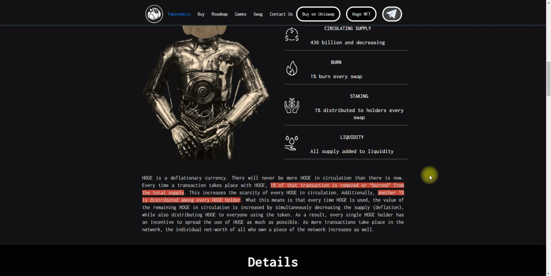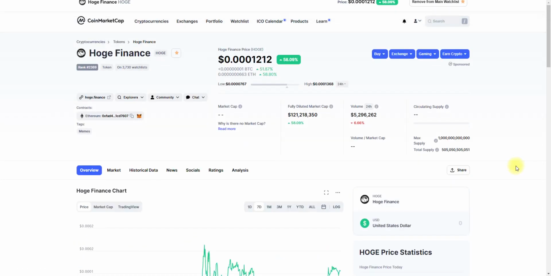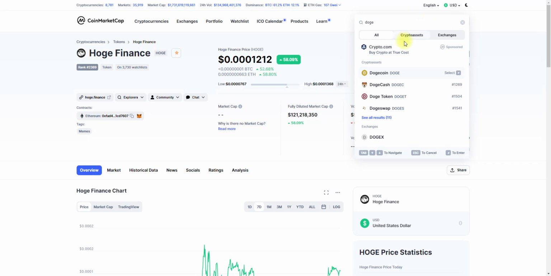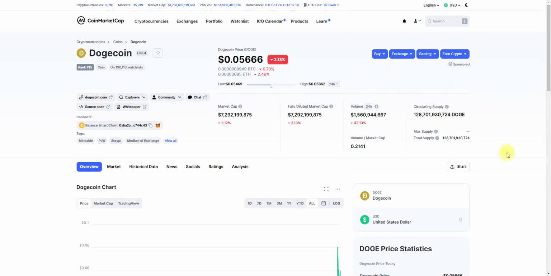All supplies added to liquidity. So this is a deflationary currency. There'll never be more Hoge in circulation than there is now. Just like I was saying, it's constantly decreasing. So the cool thing about it is that it's constantly decreasing, and people that are holding it are constantly gaining more Hoge. Dogecoin is not like this, and it's a problem for Dogecoin. Let's see how many coins Doge has. And it's a problem because the tokenomics keep Doge from rising up quickly like some other coins do.